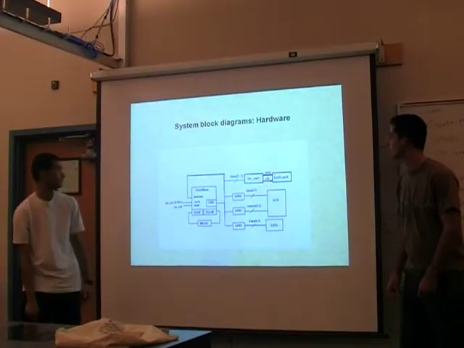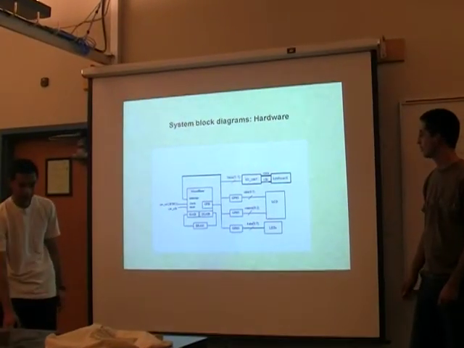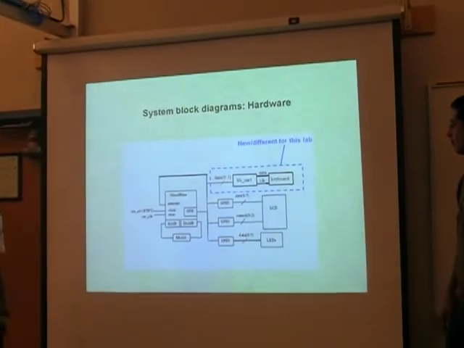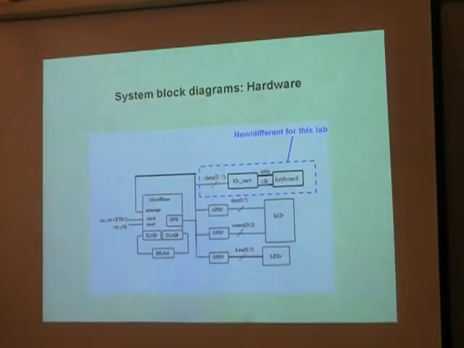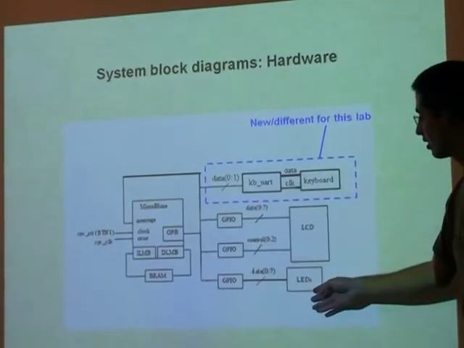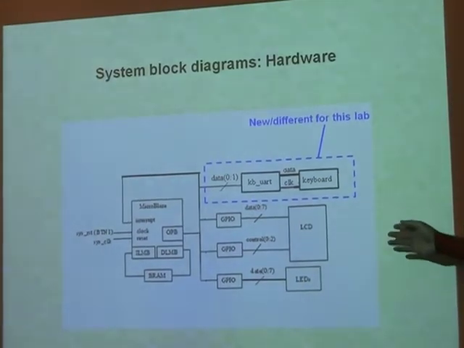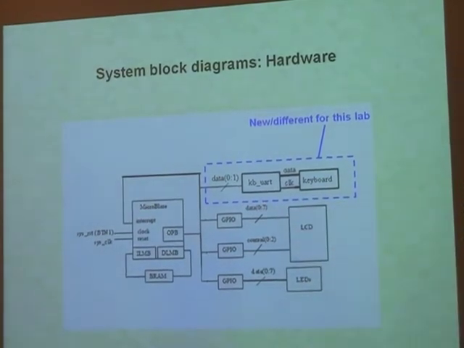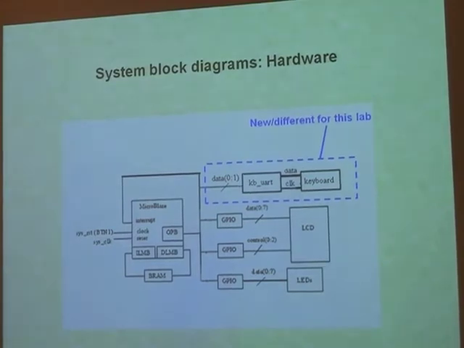So here we have our system block diagram. Pretty simple. We've seen stuff that we've seen in most labs, the LCD, LEDs for testing. The only main thing is that we have the UART, which connects to the keyboard.